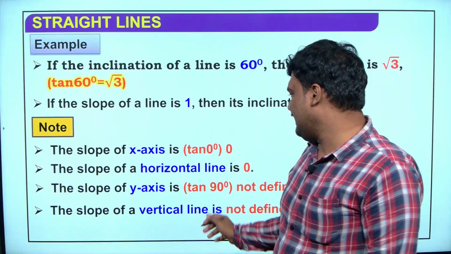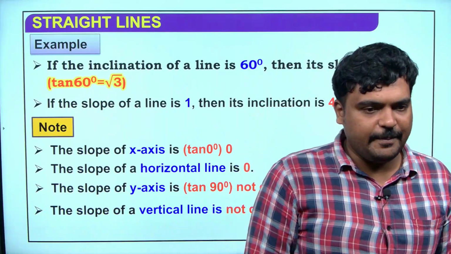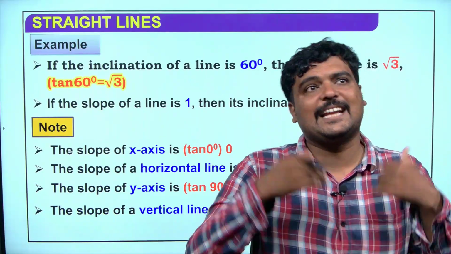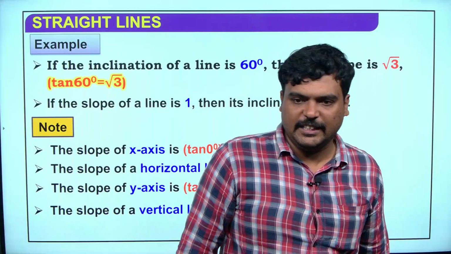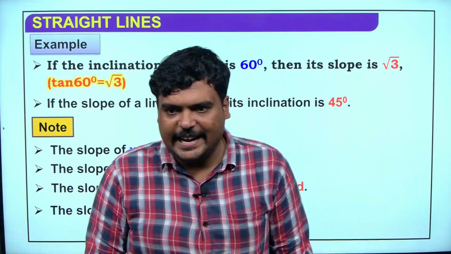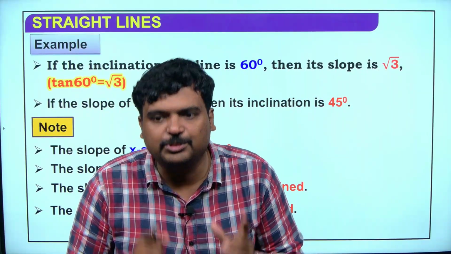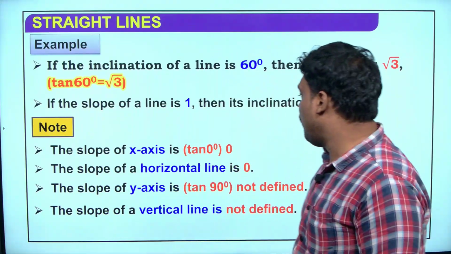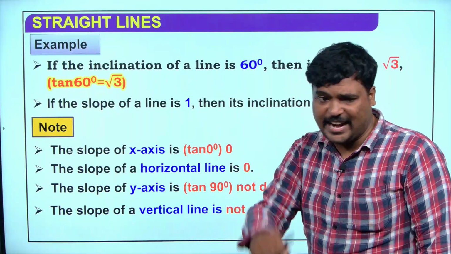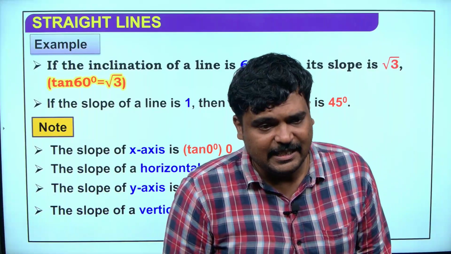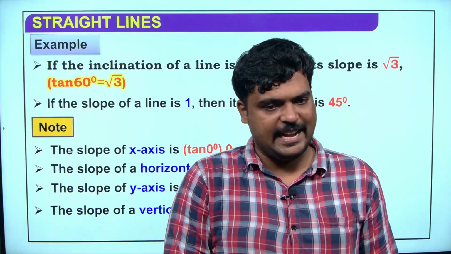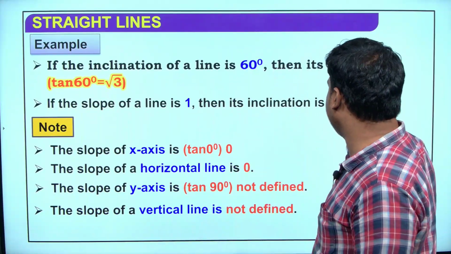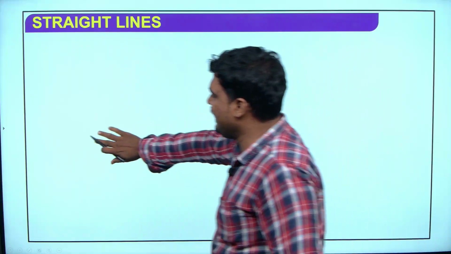What is the slope of a horizontal line? What is the meaning of a horizontal line? Anything which is parallel to the x-axis. Any line parallel to the x-axis has the slope of 0. Are you getting, guys? Okay. Next is, what is the slope of the y-axis? It is not defined. Why not defined, guys? Because it is 90 degree towards the x-axis. Correct? The x-axis and y-axis are exactly 90 degree, right?